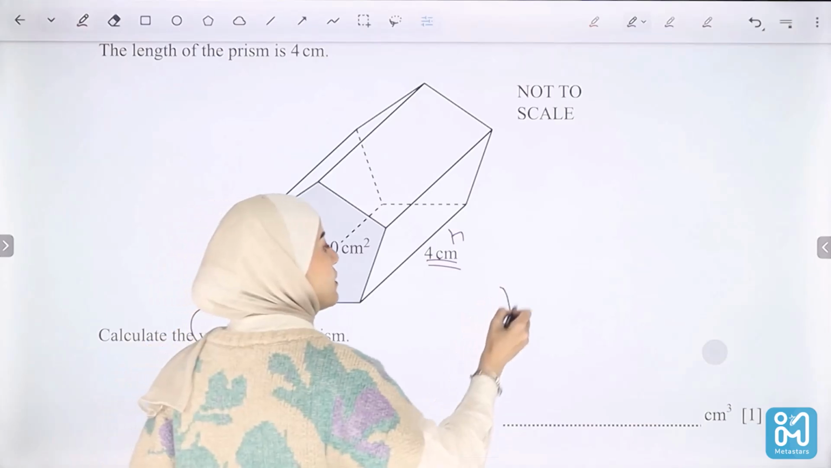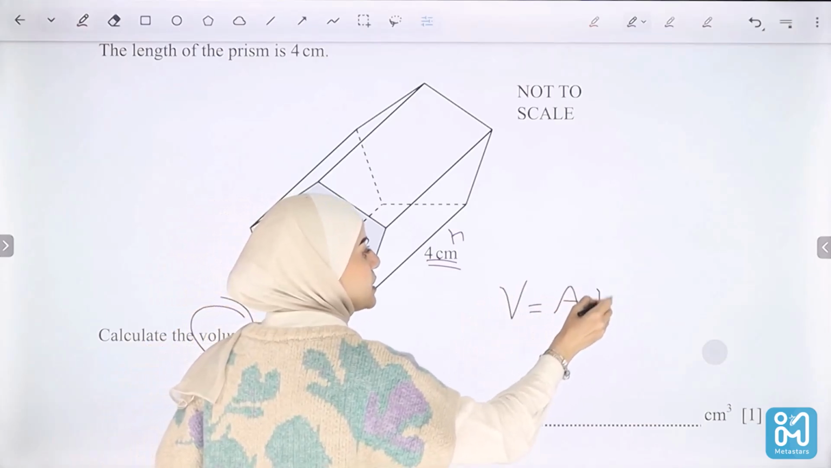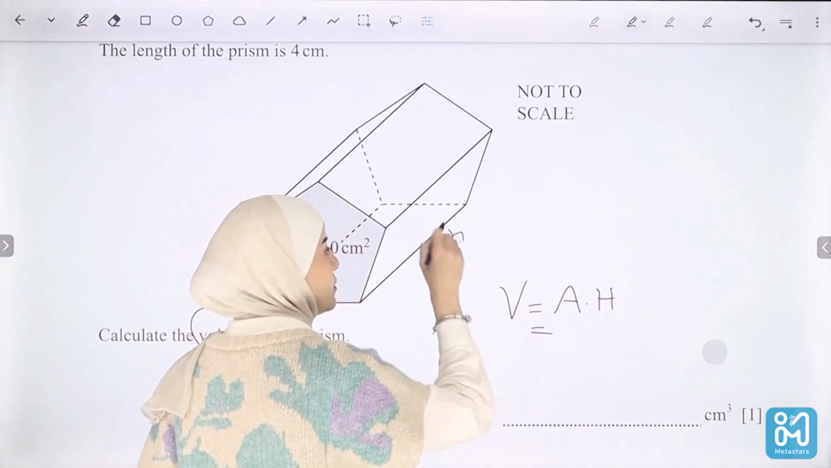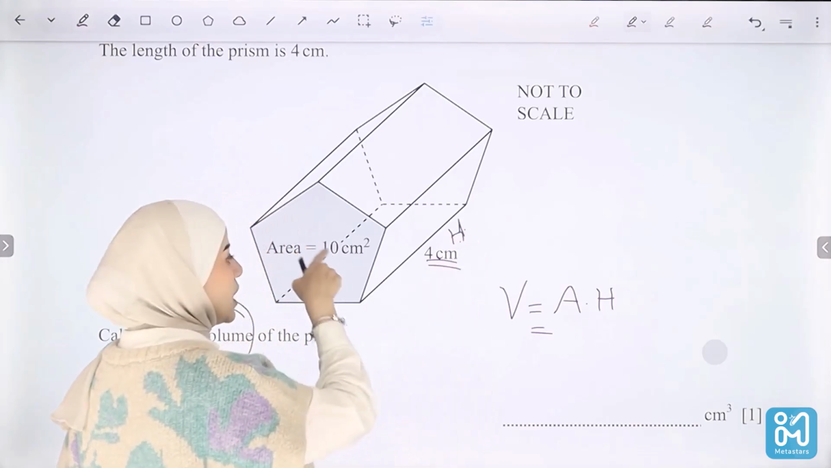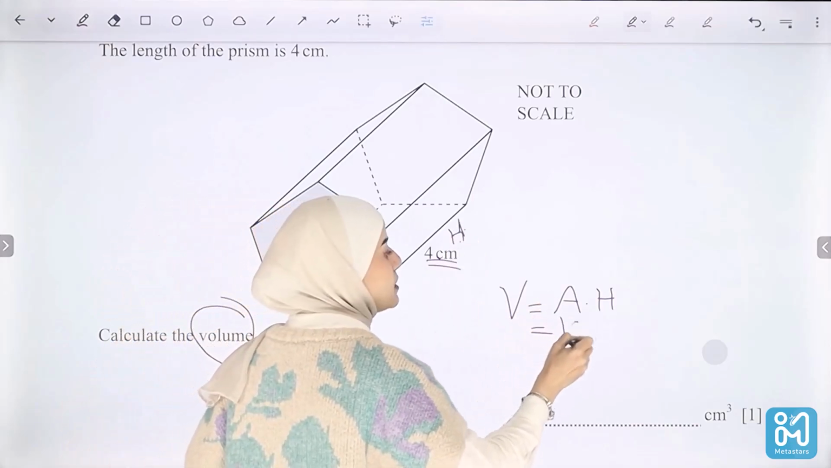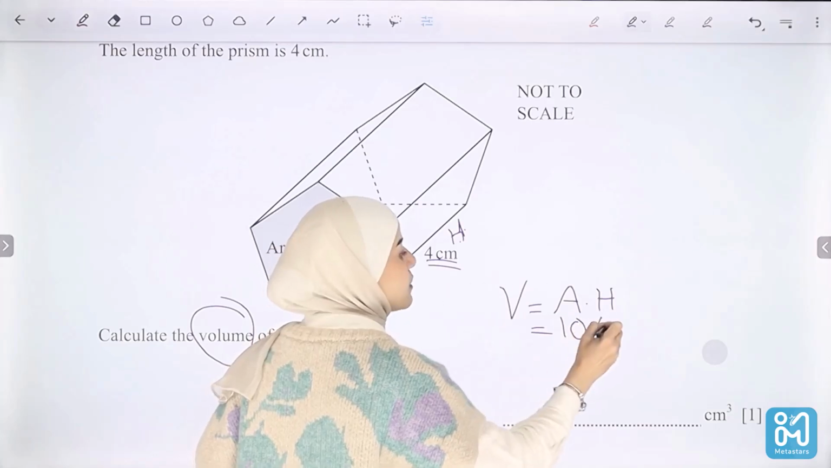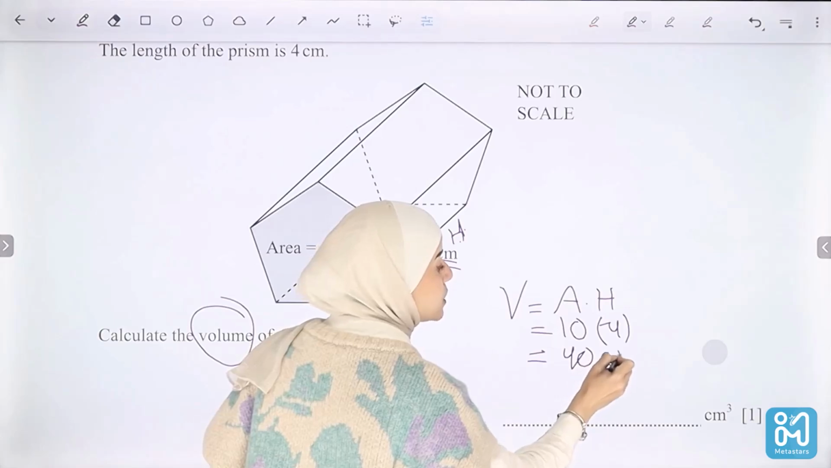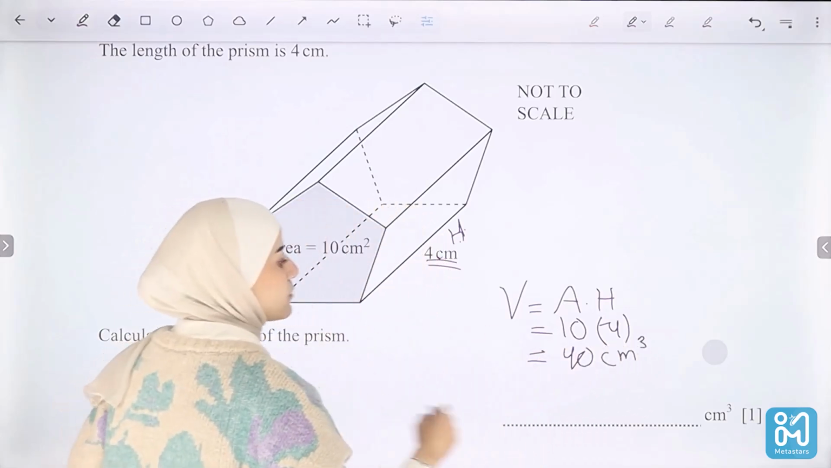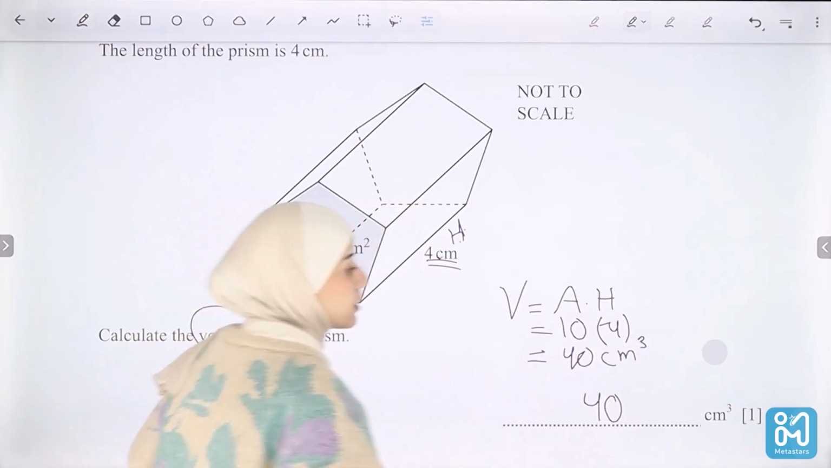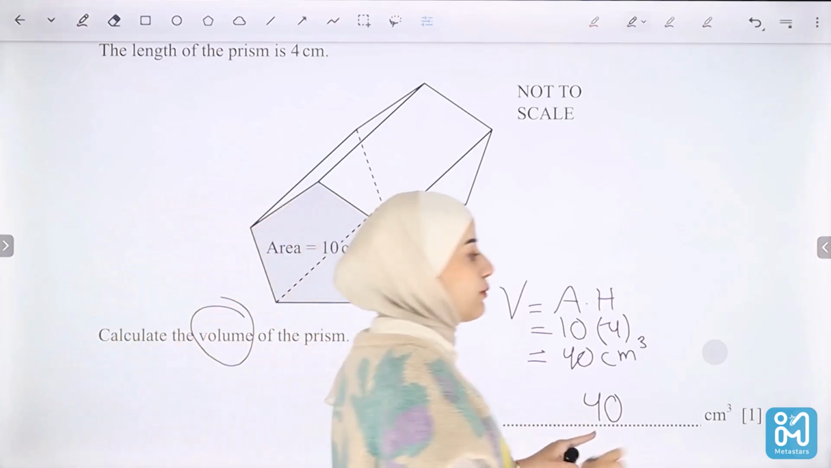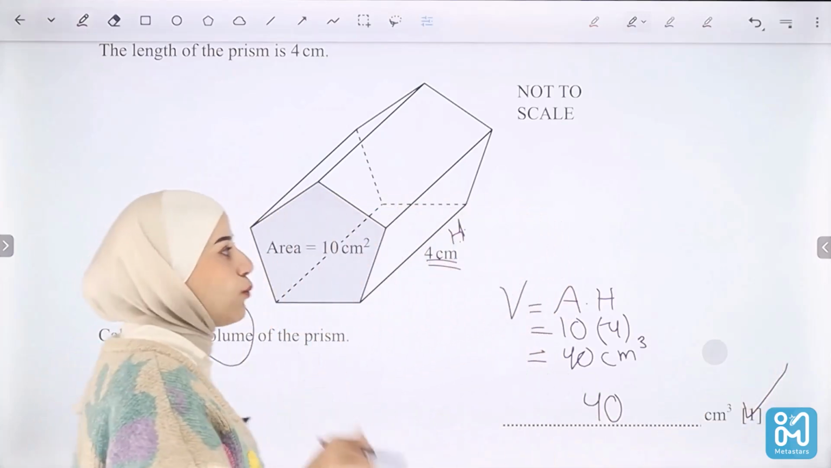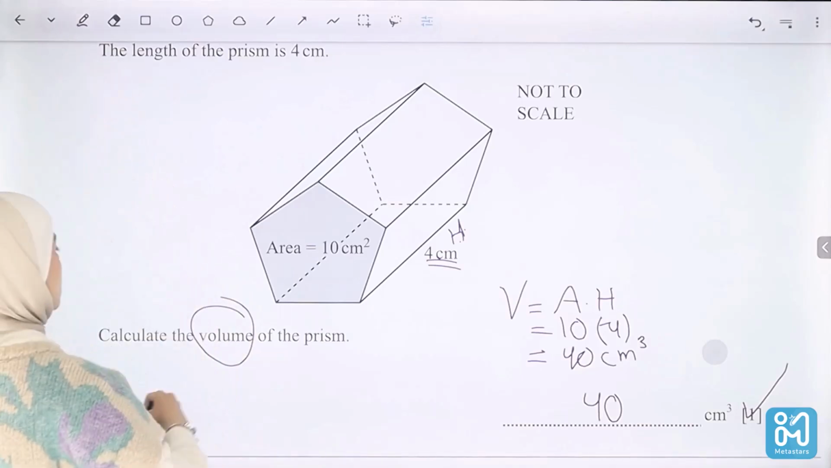We all know that the volume equals area times h, which is the height. Here is the h. So the area is given: 10 square centimeter times 4 centimeter. So the answer will be 40 cube centimeter, because we're talking about the volume. We're going to write it here. You have to write the answer correctly in order to get the 1 mark. This is the first question.